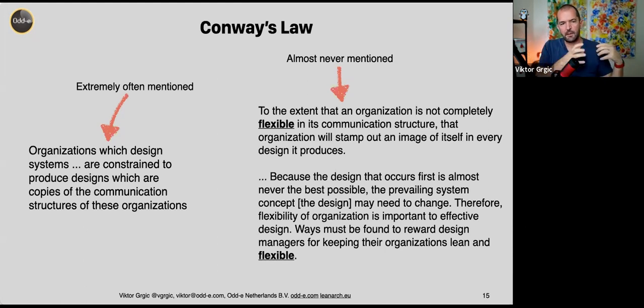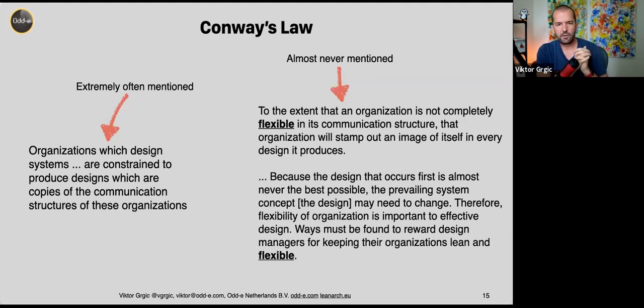So if they see their own part, what they need to solve, they will create architecture accordingly. They will create components which reflect how they are structured. That's what the left part says. Now the right part is almost never mentioned, and that's also part of Conway's law, which says: to the extent that an organization is not completely flexible in its communication structure, that organization will stamp out an image of itself in every design it produces. Flexibility is the key thing.